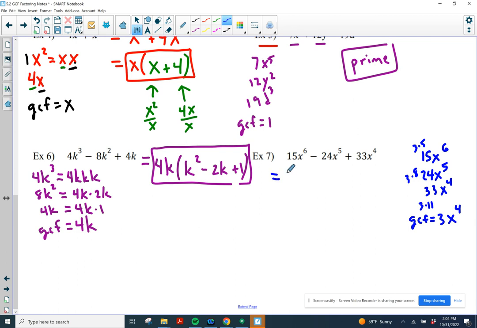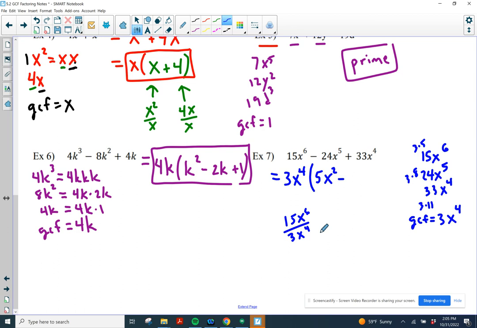So I will take that polynomial. I will factor out a 3x to the 4th. Now, what do I have inside the parentheses? I have to figure out what remains. What would I have to multiply by to get a 15x to the 6th? Well, you can divide if you want to, or you can just think it through. 15 divided by 3 is 5, and x to the 6th divided by x to the 4th. If I take 4 of the 6 x's, that means there are 2 left over.